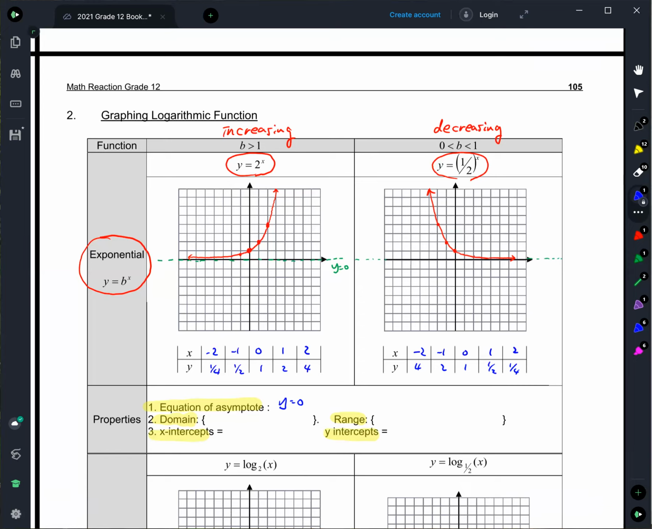All right, and Eric, what's the domain? X equal to all real numbers, right? Yep, that's right. Okay, so x ∈ R.